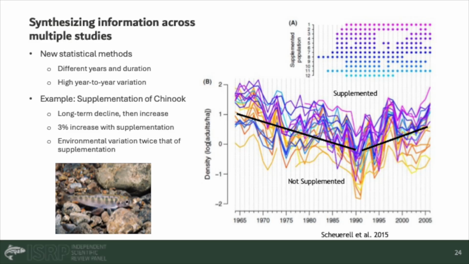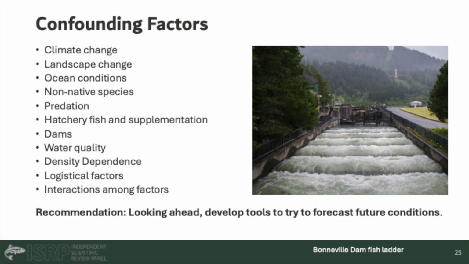So despite high variation, which in most years was twice that of natural variation owing to supplementation, they found that the long-term trends were a decline and then an increase, but the average increase in spawner abundance was only 3.3%. And we believe this type of approach might be useful for examining some of the habitat restoration response in the IMWs that have these long-term data sets.